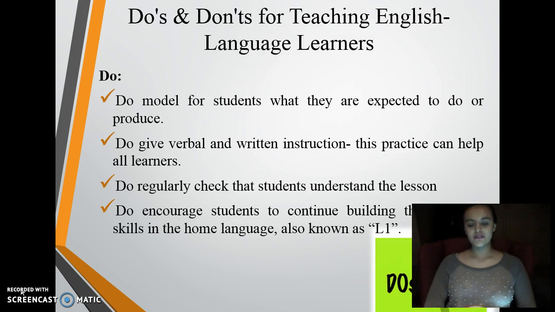As a teacher, you can use the board to write the instructions, and verbal too. Do regularly check that students understand the lesson. Do encourage students to continue building their literacy skills in the home language, also known as L1.